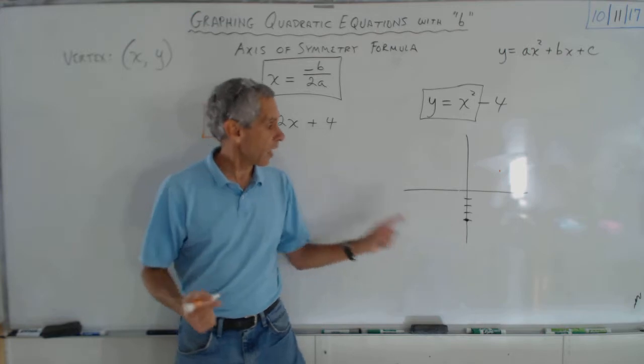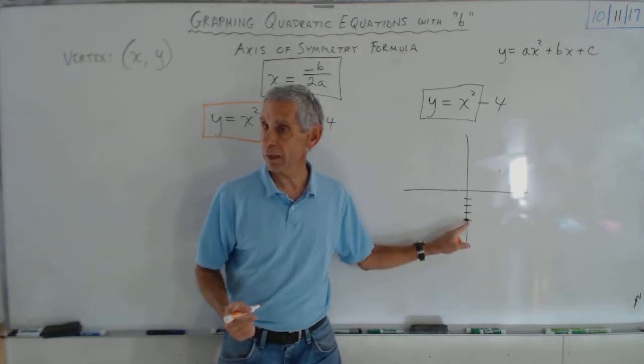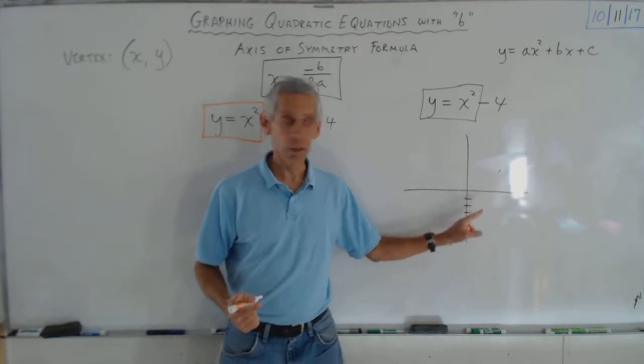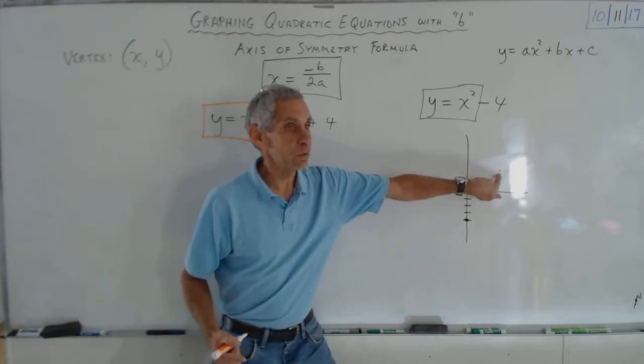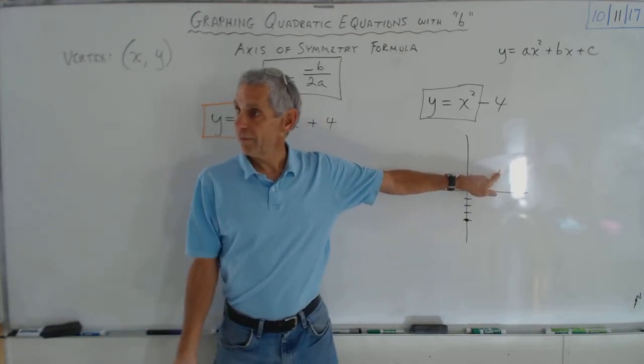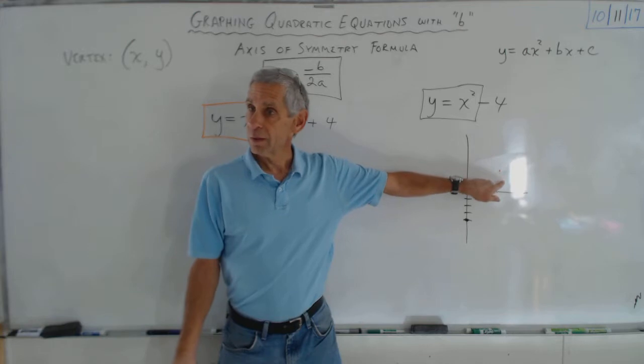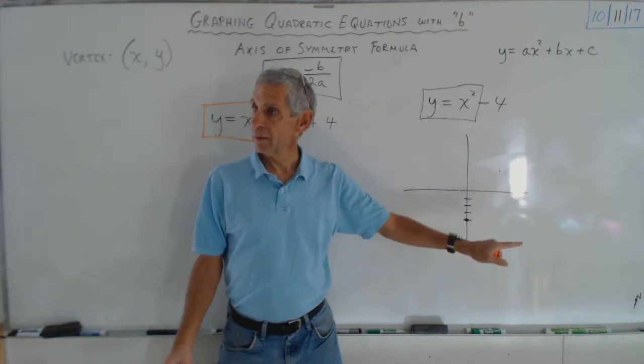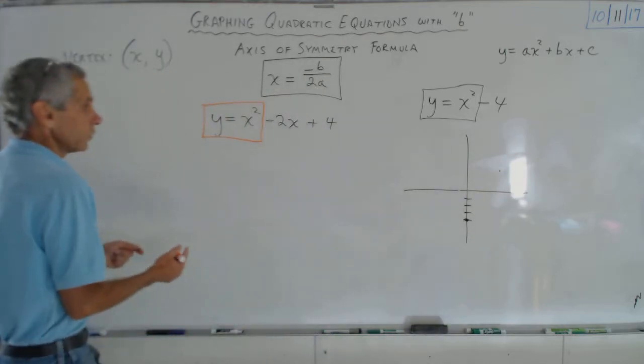You found your vertex on the y-axis, and then it was standard parabola guy, over 1, up 1, over 2, up 4. If you found the vertex was right there, you put your dot, and then from there you go over 1, up 1, over 2, up 4. Get it? Make sense? So that's what we're going to try to do.